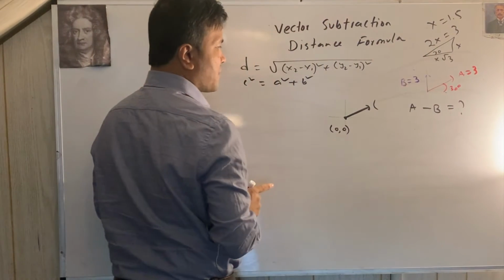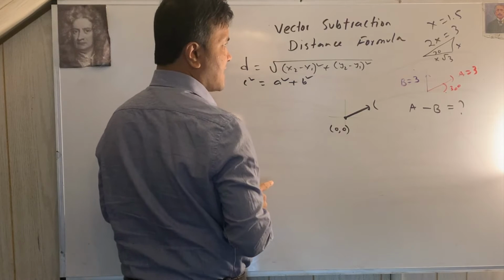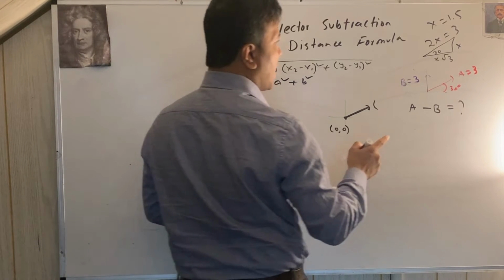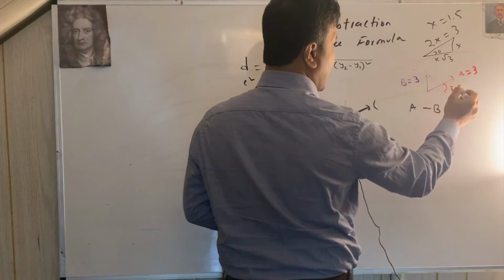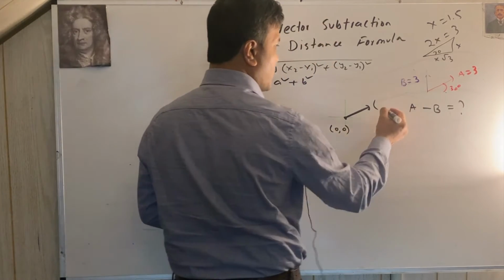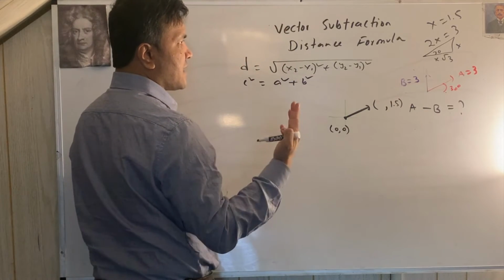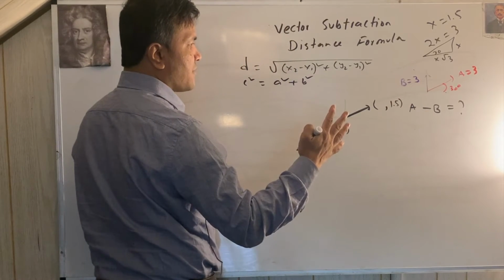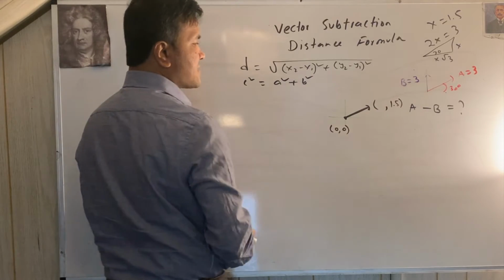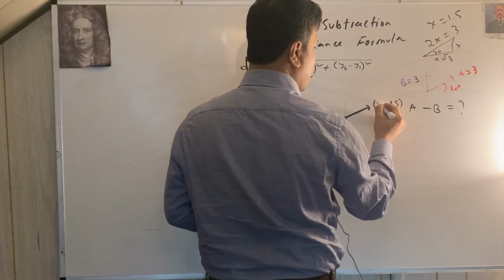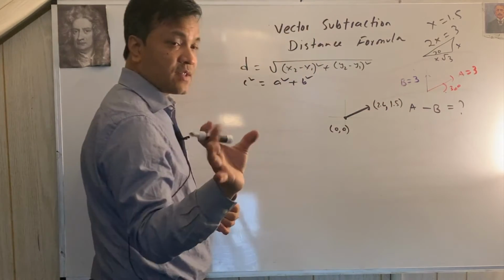If x is 1.5, then x is opposite to the angle of 30 degrees, so x must be y. So this is 1.5. Now, the other side is 1.5 times square root of 3, and that is 2.6. Hopefully that was not that confusing.